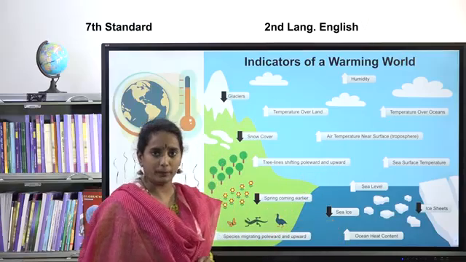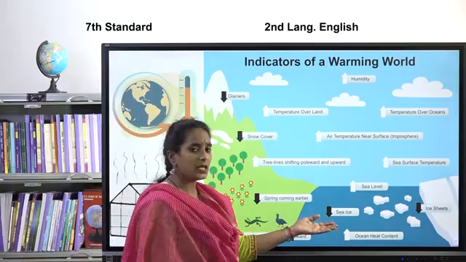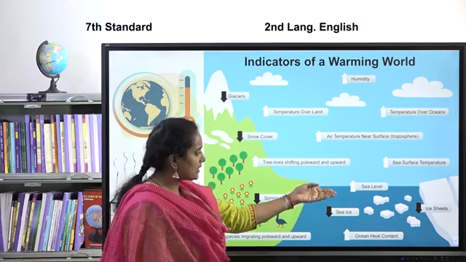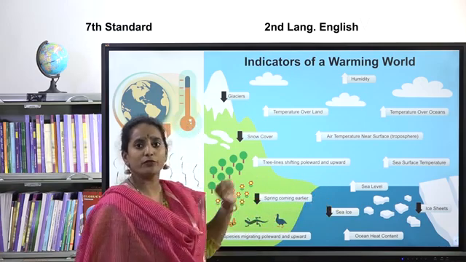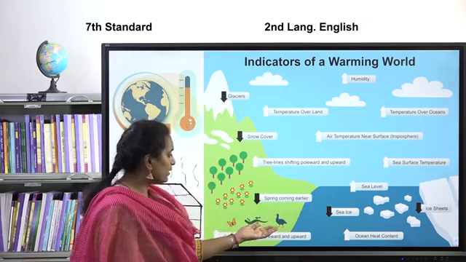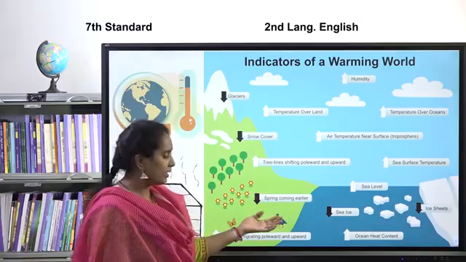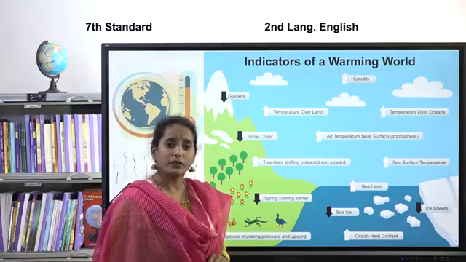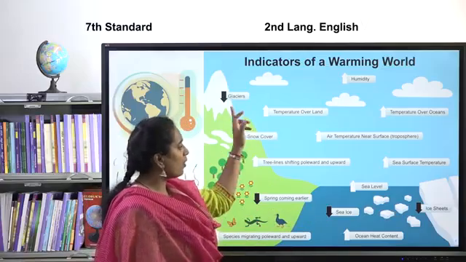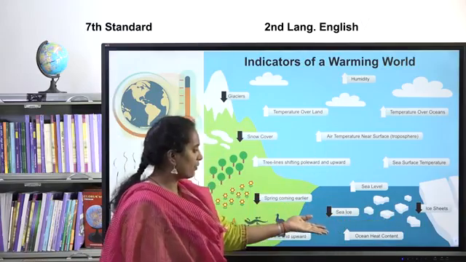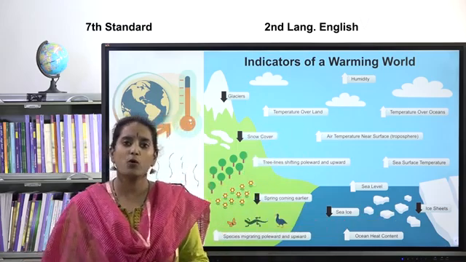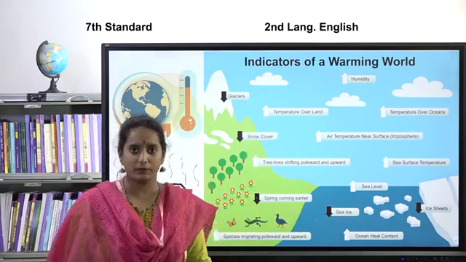ಜಾಸ್ತಿ ಆಗ್ತಾ ಹೋಗುತ್ತೆ. The water level in the sea and oceans will start increasing. As it increases, it will cover more of the land. And where will the animals and plants go? They'll start moving upwards. And if this continues, all the ice will melt and the water level will reach up and we will have no land or place to live.